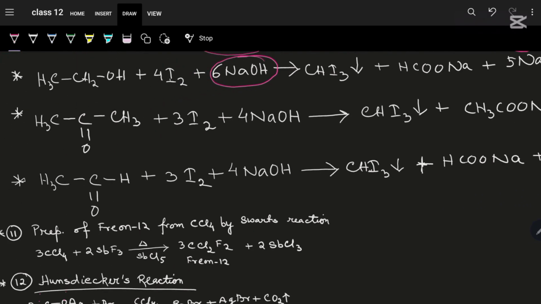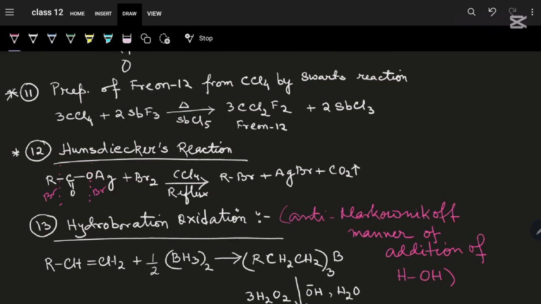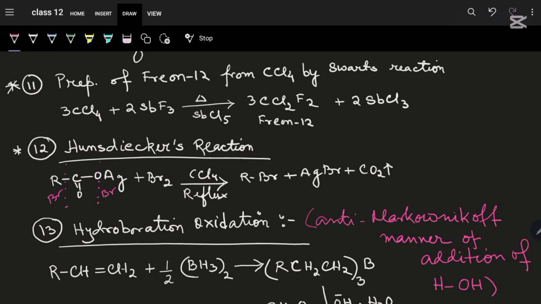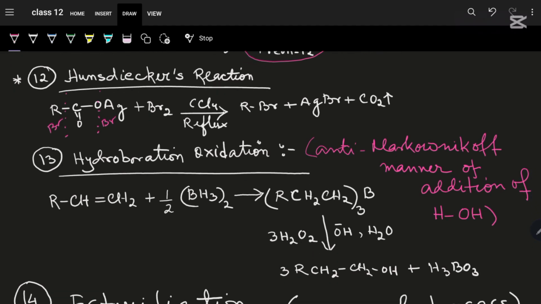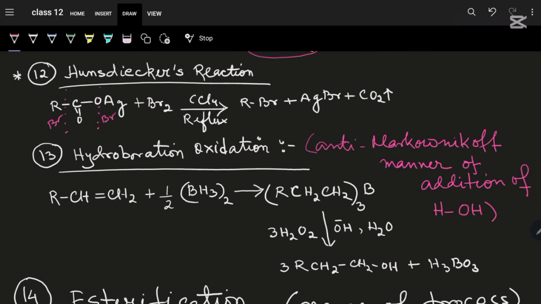Okay. So now next, moving on, preparation of Freon 12 from CCl4 by Swarts reaction. This is a specific preparation reaction since I have mentioned Swarts. So this is one such example. CCl4, carbon tetrachloride, reacts with SbF3, and when you heat it in presence of SbCl5, you get Freon 12, which is CCl2F2.